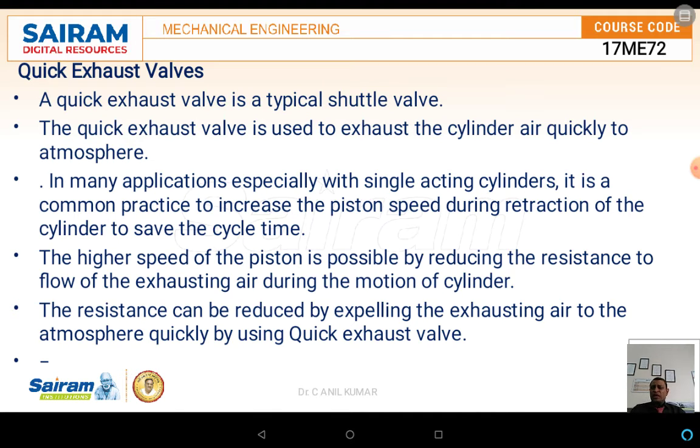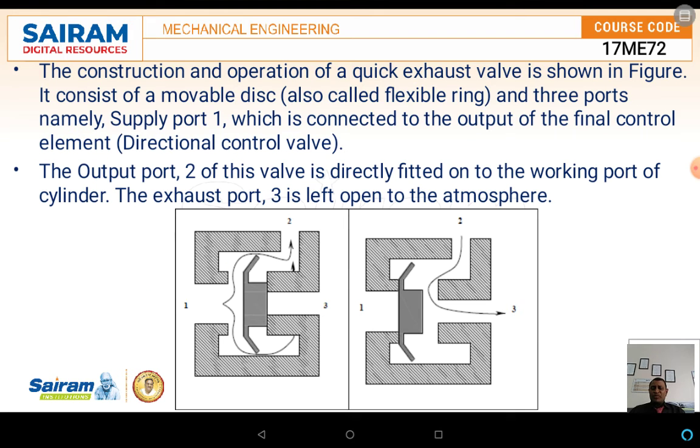The schematic diagram shows the quick exhaust valve. The construction and operation of the quick exhaust valve is very simple. Here there is a mobile disc, also called a flexible ring. The flexible ring is pressurized depending on whether the pressure comes from the supply port or at the exhaust port.